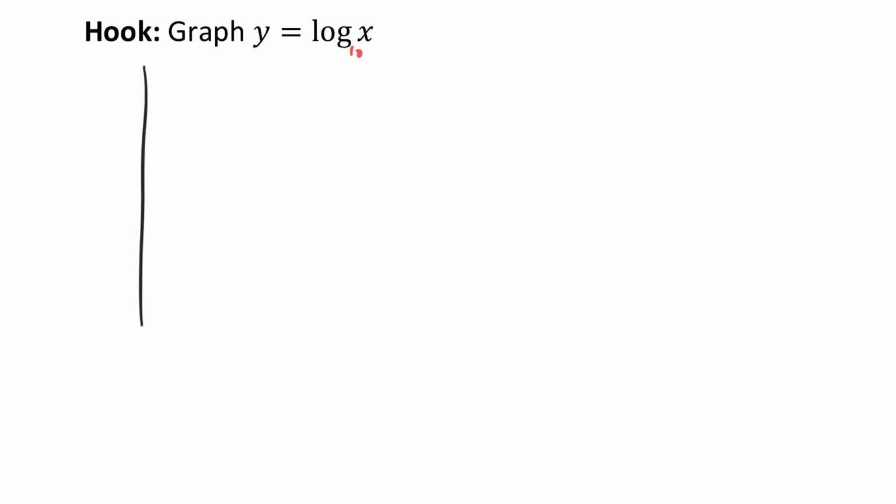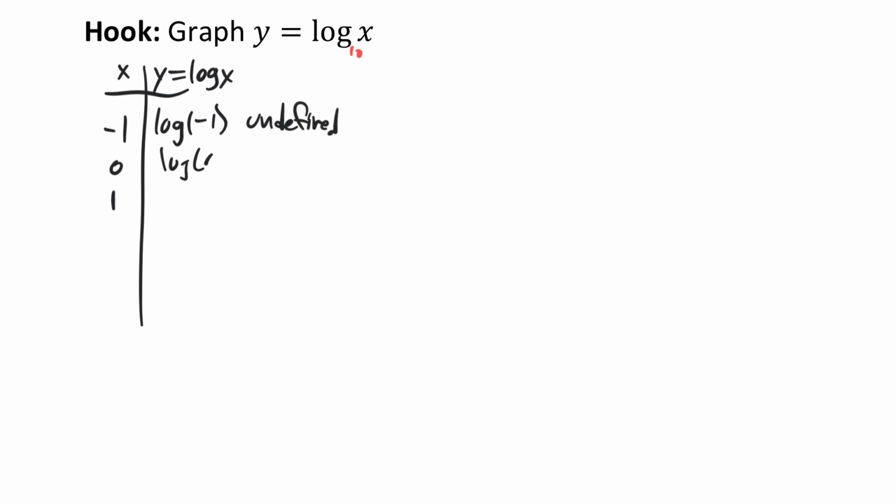And just like most graphs, we're just going to go back to a table of values. This is a great method. If you don't know what you're doing, just go ahead and make a table of values. So x and y, which is equal to log x. Now we could try our normal numbers, -1, 0, 1. But log of -1 is going to be undefined because we can't take logs of negatives. Log of 0 is also undefined because we can't do log of 0. So this isn't looking great so far for our table, but let's do log of 1.